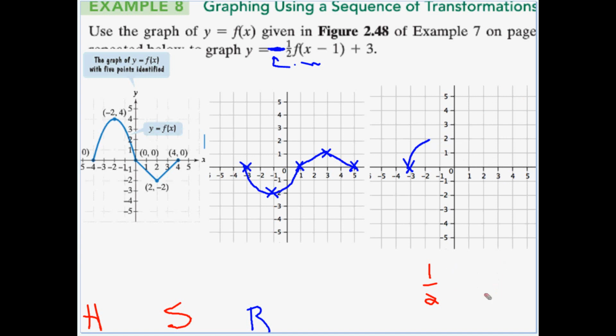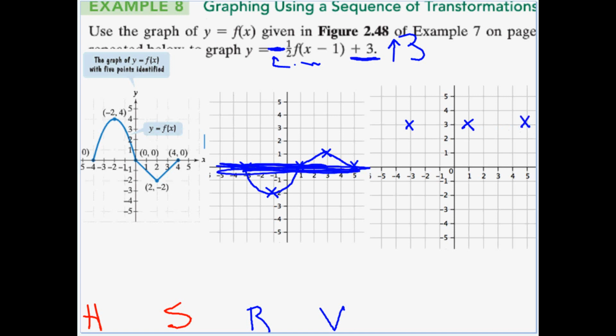One more to go. We now have our last high school RV, vertical shift. That's occurring out here. It's a plus. So we're going to move all of our points up 3. So here we had a -3, 0 x-intercept. That's now up here. The same thing is going to occur above 1 and above the 5, because here were our old x-intercepts, those 3 points hitting the x-axis. All 3 of those points got shifted up the same.